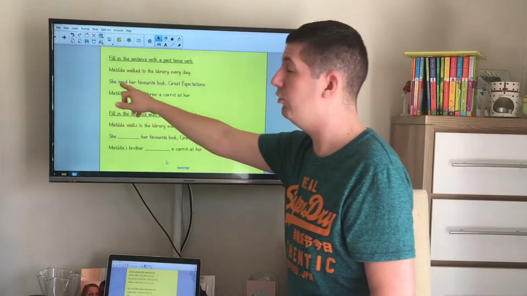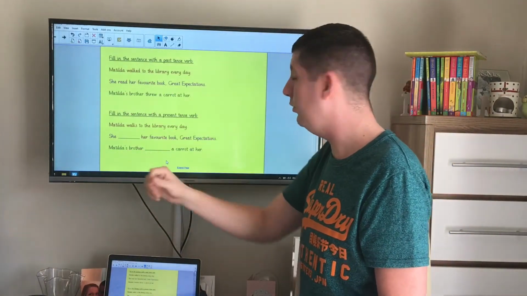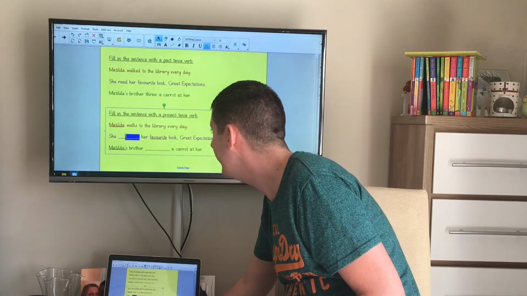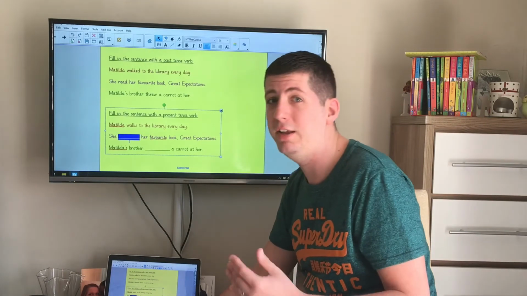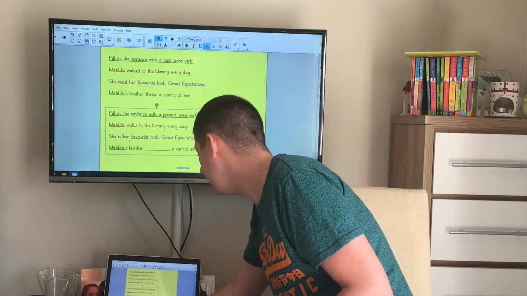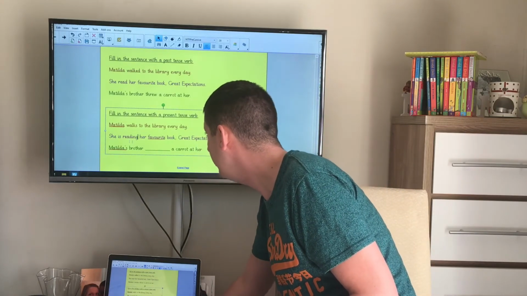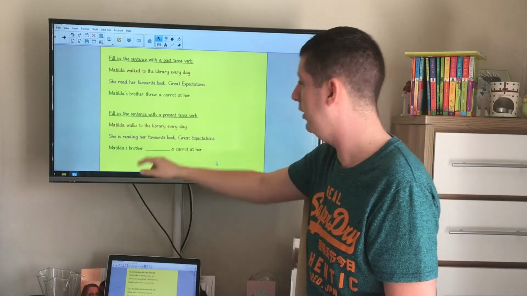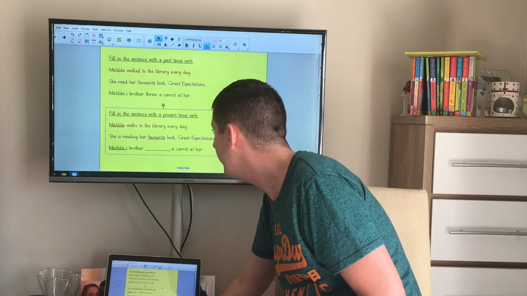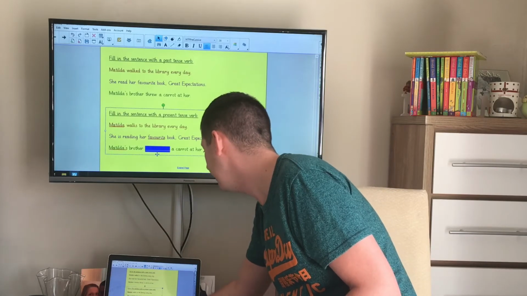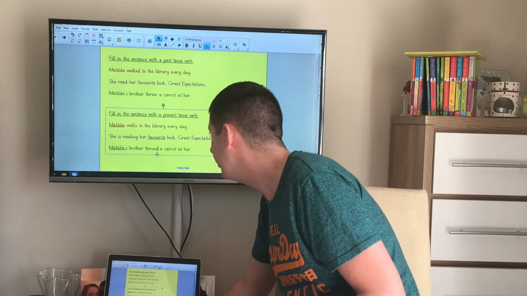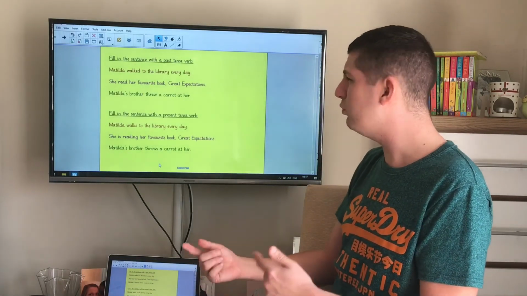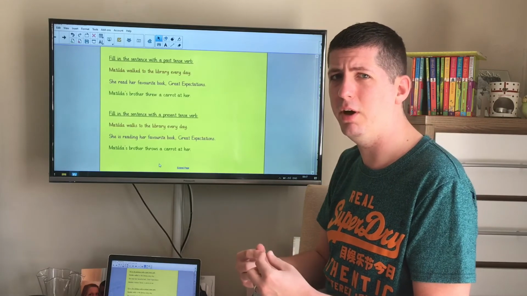Okay, so in the past she read her favourite book. If she was doing it now, I'd say Matilda or she reads her favourite book. Or you could say she is reading her favourite book. I'm going to go with is reading, because again that's something that she's doing right now. And the final one, Matilda's brother threw a carrot at her. I'm going to change that to Matilda's brother throws a carrot at her, because that's happening in the present right now. I hope that makes sense to you. If not, maybe just replay this video again just to make sure that you understand the past and present tense.